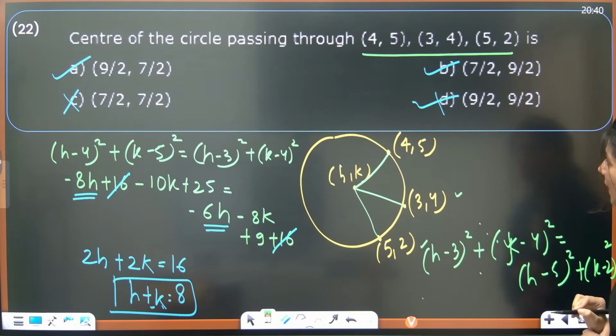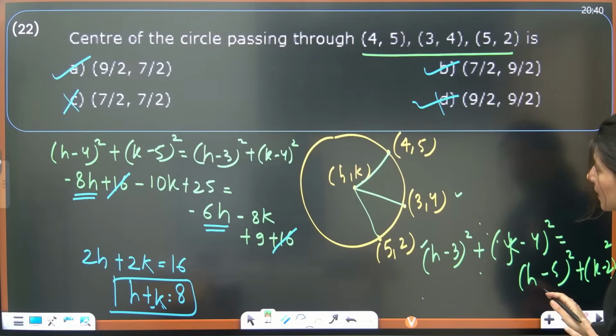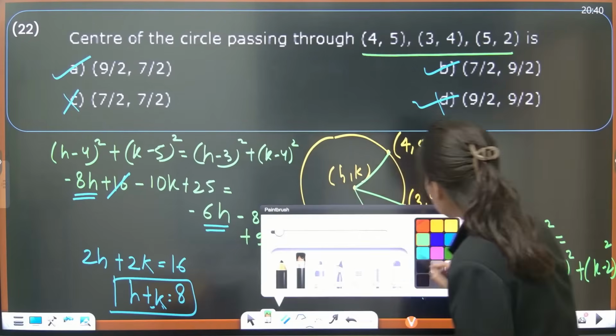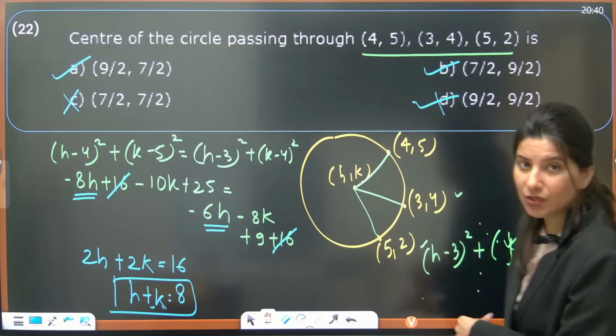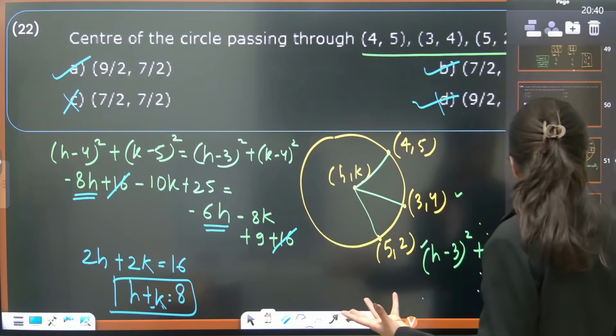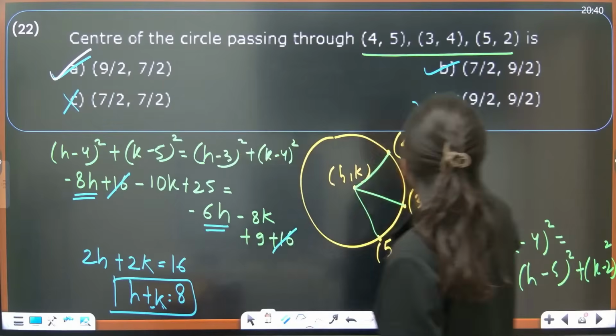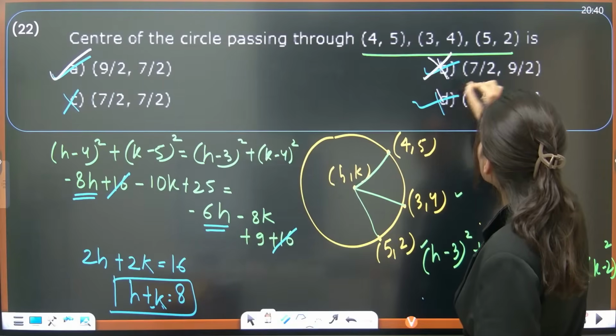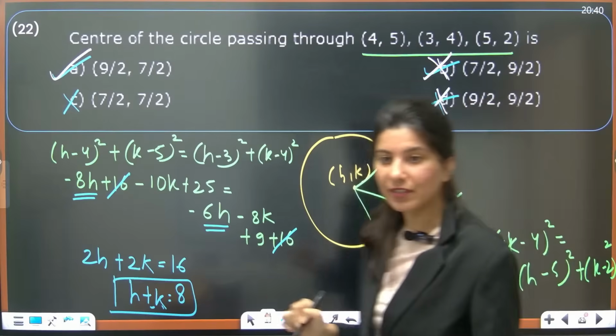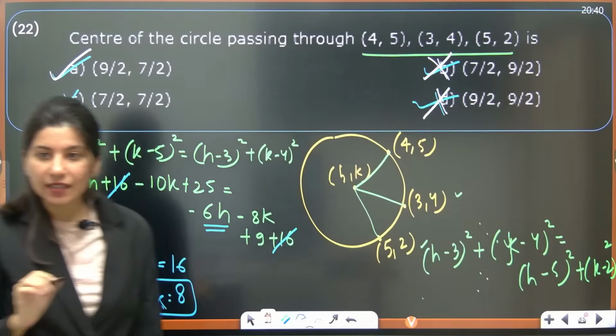If you open it, what you will get? Again another equation. So just solve both the equations to get the value of h and k, and if you are going to solve it, your correct answer will be option A, and B is also gone, D is also gone if you solve it. Got it? Understanding it? Okay.